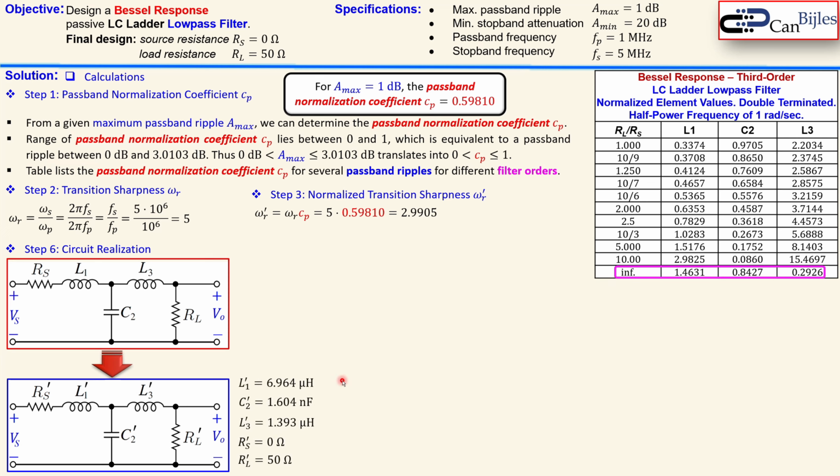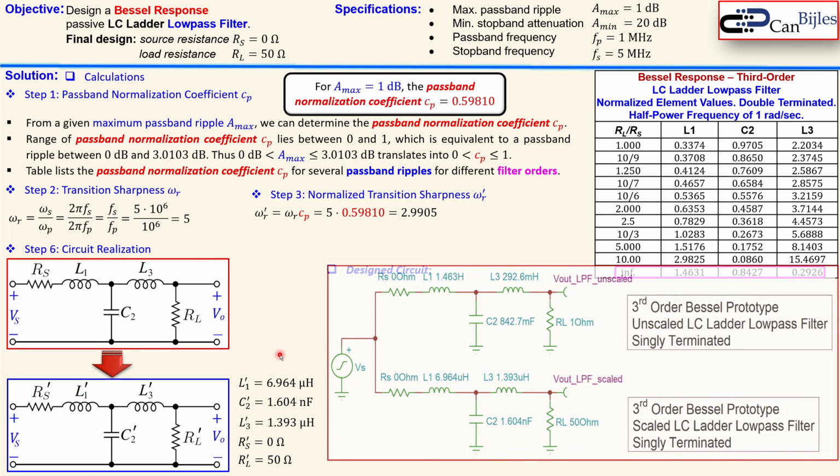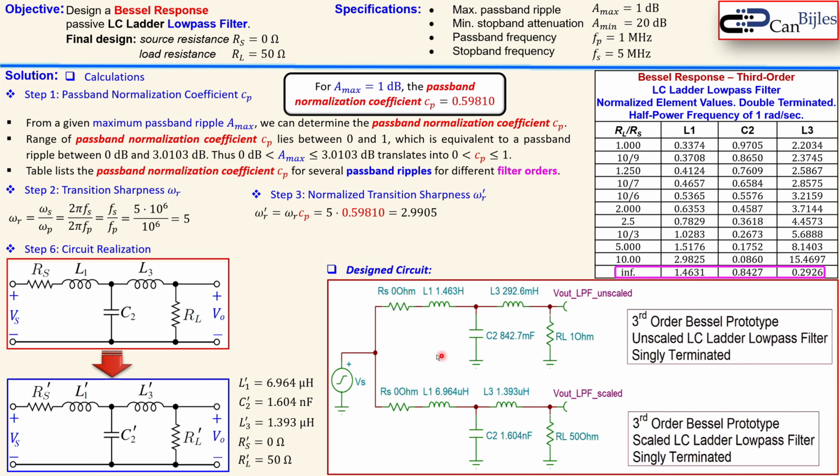Okay, let's bring here and summarize the result for L1, C1, L3, RS and RL. Everything, of course, primed, and these are the final values. And this is now the design circuit. Up here, you see the values for the unscaled, so the normalized situation, where you see RS is 0 and RL is 1. And L1, C2, and L3 are actually these three values. And this one is the scaled or the denormalized values we actually need in our final design.